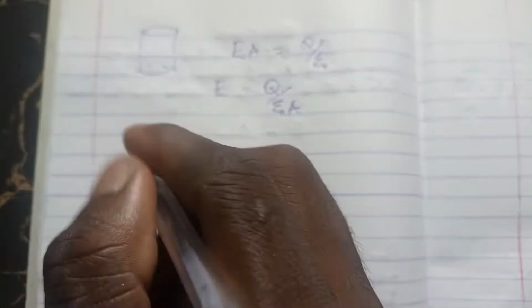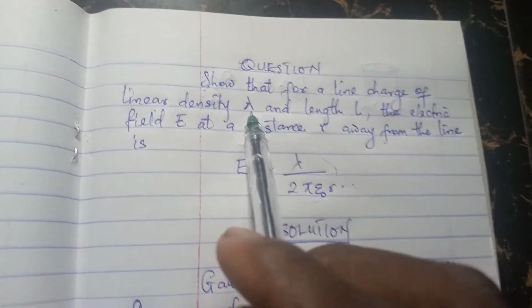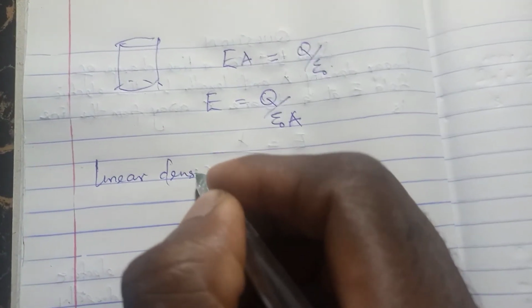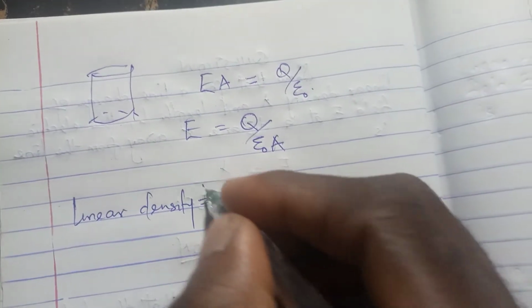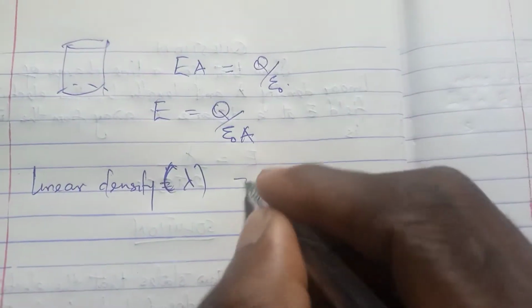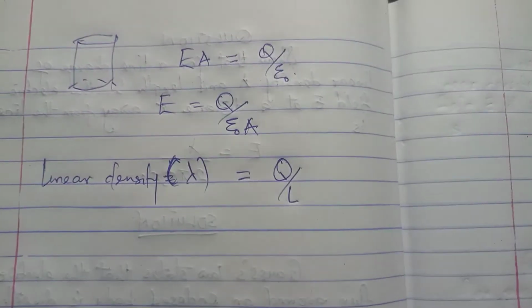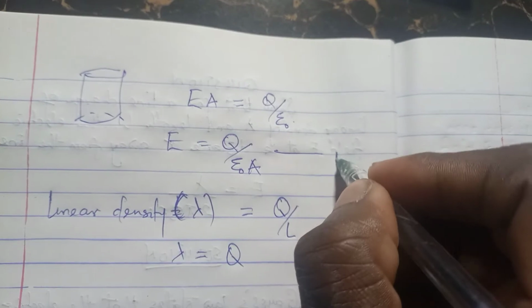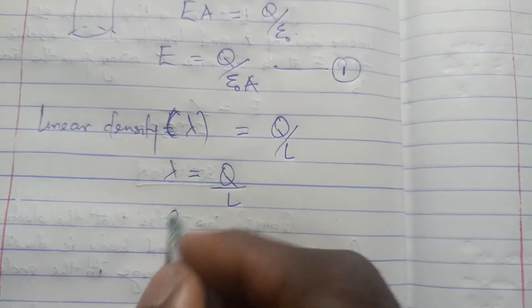For charge density, we know that linear charge density, here they were already told from the question, a line charge of linear density this. Now generally when you hear linear density, listen attentively at this point. Linear density, let me put this symbol in bracket, is the charge per unit length. So we can easily write lambda equals Q over L. Let's call this one equation 1 initially. So now what will be Q from here? Q will now be lambda L. Let's call this 2.